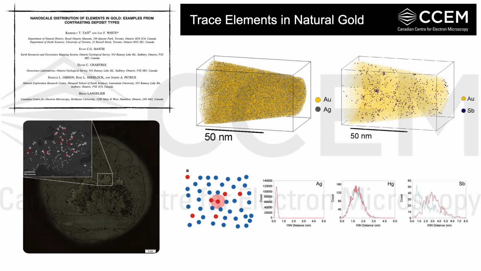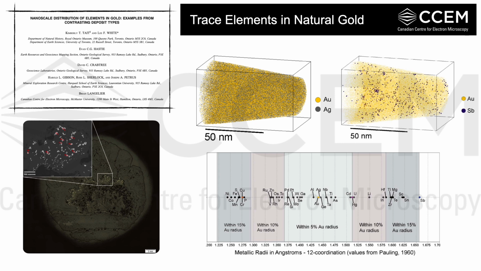So these results are interesting because they can tell us more about the substitution of these elements into the gold. Natural metals like gold are dominated by metallic bonding with shared electrons. So the distribution of silver and mercury being homogeneous, and the fact that the metallic radii of silver and mercury are within 5% of gold, makes substitution permissible.